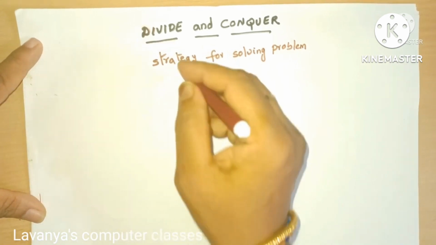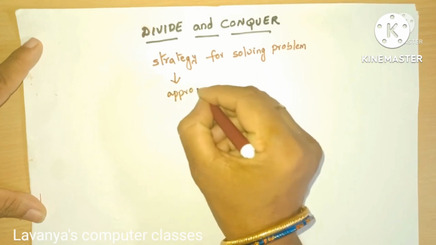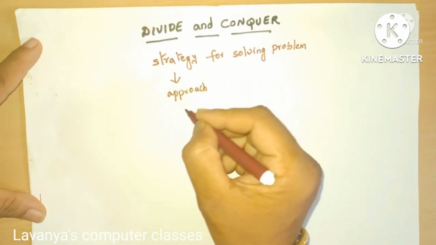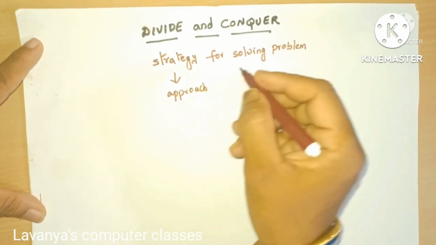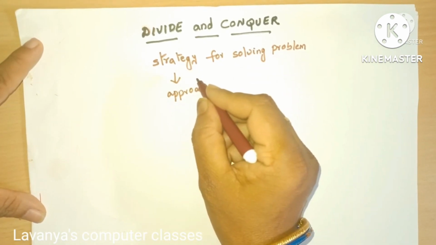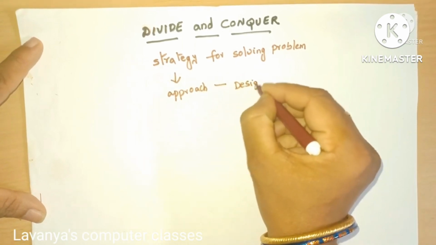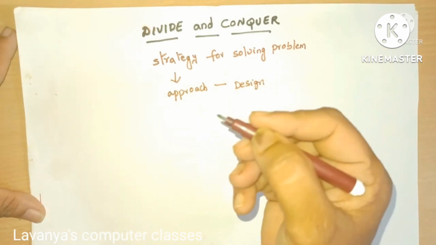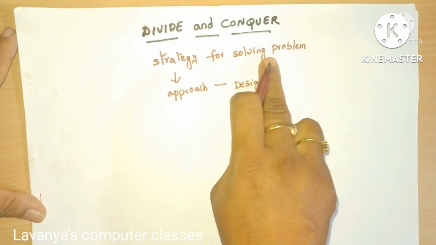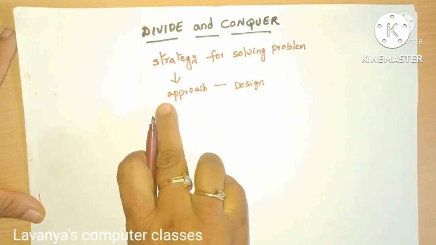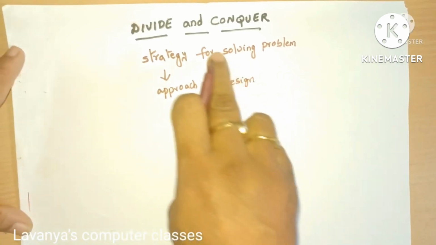What is the meaning of strategy? It is an approach: how to solve a problem, what method, what type of approach you are taking, what steps you are taking for solving a problem. That is known as strategy or design. What are the designing steps you are taking for solving a problem? That is known as a strategy. Either we select some approaches or design how to solve a problem.